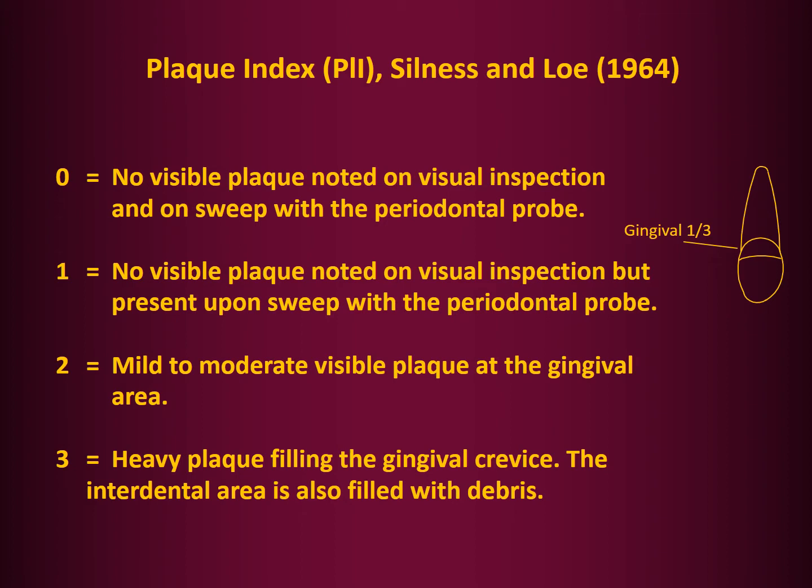And a 3 would be heavy plaque filling the gingival crevice, thick plaque, and also plaque in the interdental area, which is sometimes filled with debris as well. So again, the plaque score has scores that range from 0 to 3, and it involves the gingival 1/3 of the tooth surface, and it's used for evaluating a patient's hygiene status.